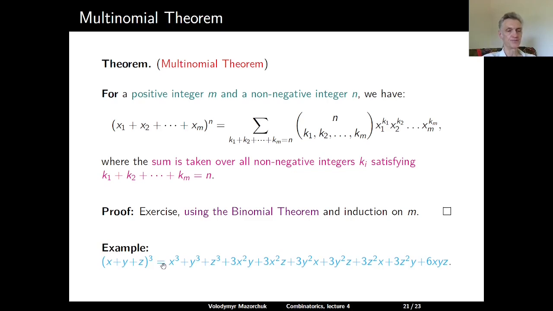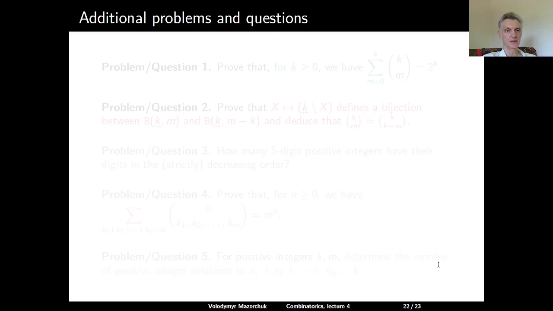So here's an example for three variables x plus y plus z. So x plus y plus z to the power 3 equals x cubed plus y cubed plus z cubed. And then we have many summands with coefficient 3, namely 3x squared y plus 3x squared z plus 3y squared x plus 3y squared z plus 3z squared x plus 3z squared y, and then the remaining summand plus 6xyz. Additional problems and questions at the end.